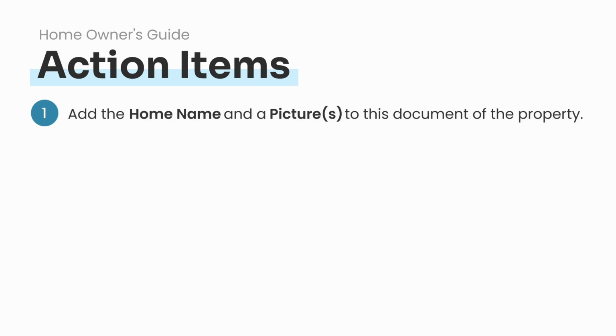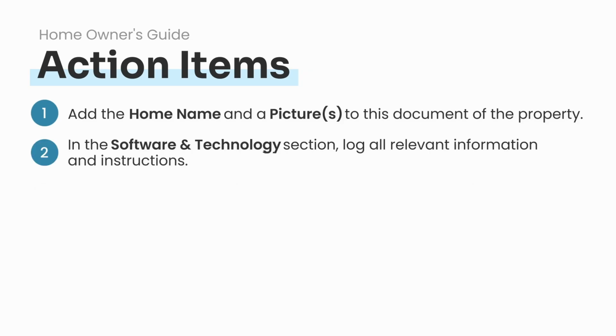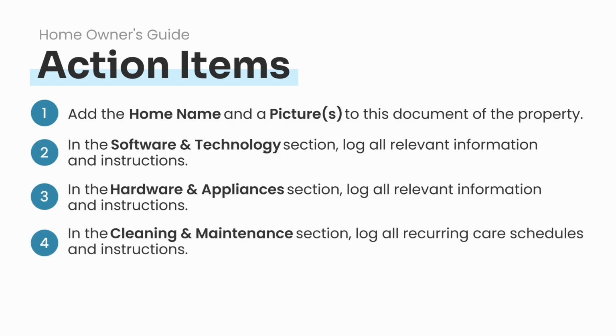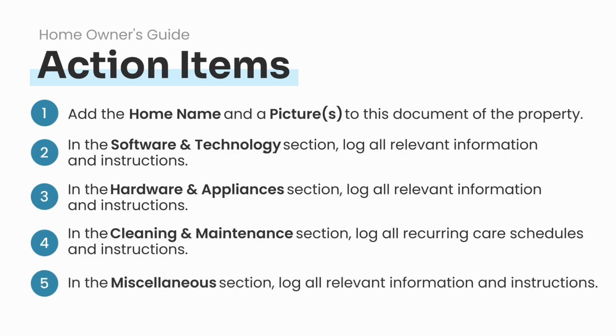It's just a nice little touch up front. Also, if you have multiple properties, this will help you make sure that you are putting the right details in the right document. Next, for steps 2, 3, and 4, in the software and technology section, the hardware and appliances section, the cleaning and maintenance schedule section, and in the miscellaneous section, log all relevant information, instructions, and any recurring care schedules that are necessary to know as a homeowner.